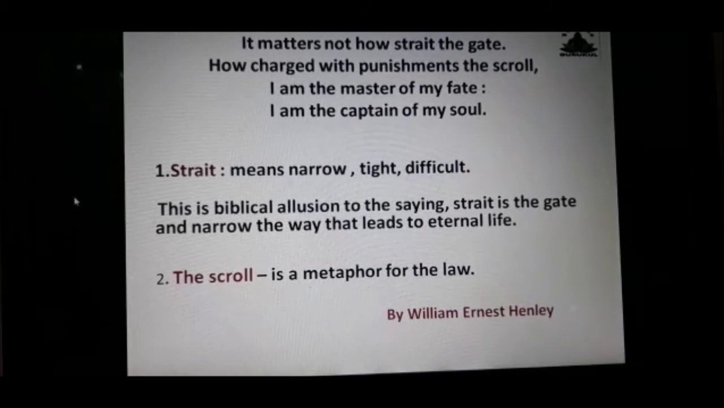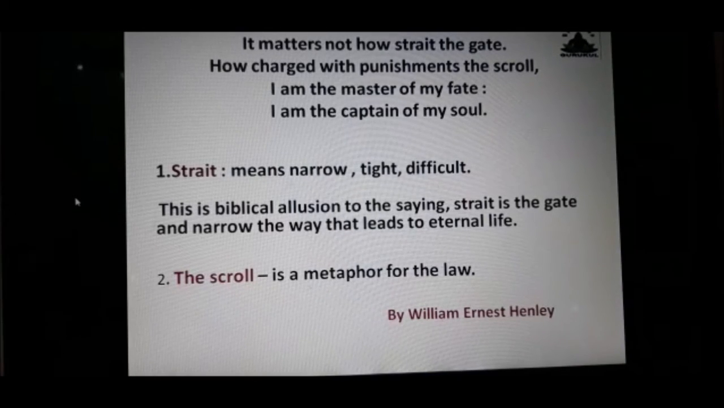Now this comes, children, after that situation, when the judgment is made whether you are going to go to heaven or you are going to go to hell. So that is what he is telling: how charged with punishments the scroll. I am the master of my fate. I am the captain of my soul.